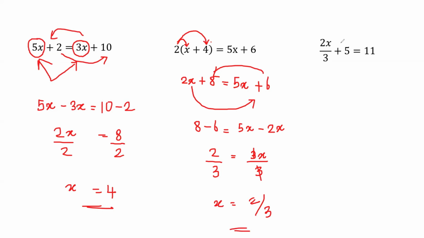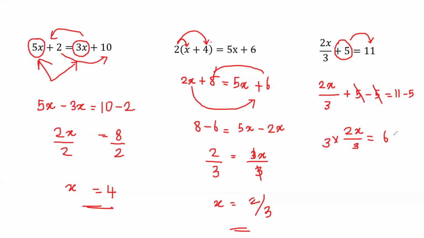Likewise here, there is a plus. So first we will send this one to this side: 2x over 3, and as we have done earlier with plus and minus, here also minus 5. These two are getting cancelled. 2x over 3 is equal to 11 minus 5, which is 6. Now 3 is dividing, so multiply by 3 on both sides. These two are getting cancelled. So now 2x is equal to 6 times 3, which is 18.